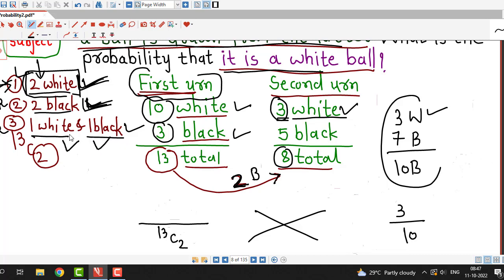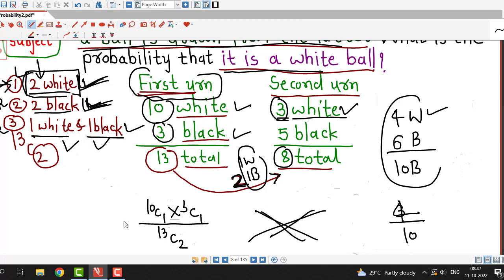Similarly, the third possibility is that the two balls selected are 1 white and 1 black. So outcomes in favor of this event: because we have 10 white balls, a white ball can be selected in 10C1 ways. Similarly, 1 black ball can be selected in 3C1 ways. Now here the situation will be different. We are putting 1 black and 1 white ball from the first urn into the second urn. So now there will be 4 white and 6 black balls, and we are interested in the probability of a white ball. So I have to consider 4 by 10 and I will multiply these two.